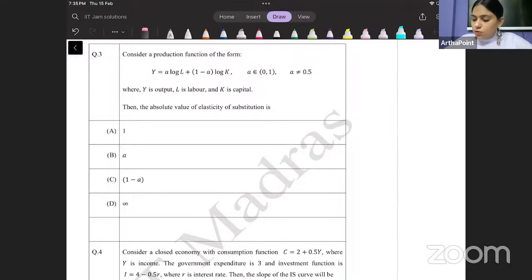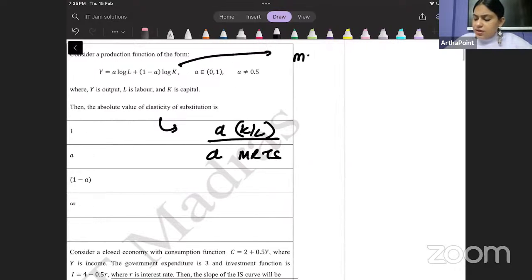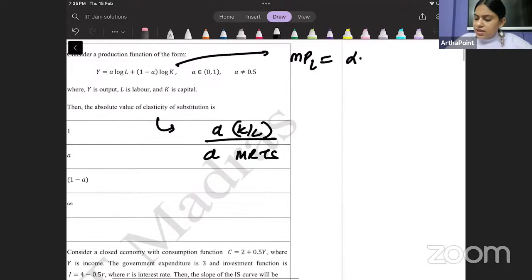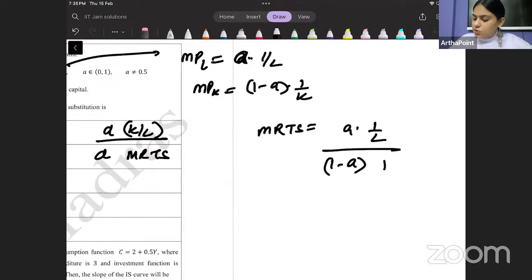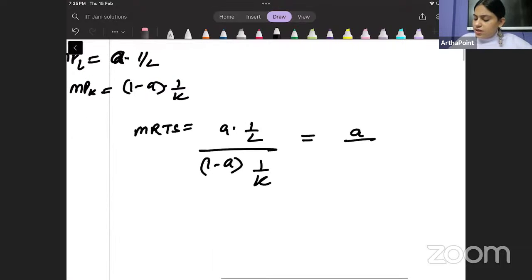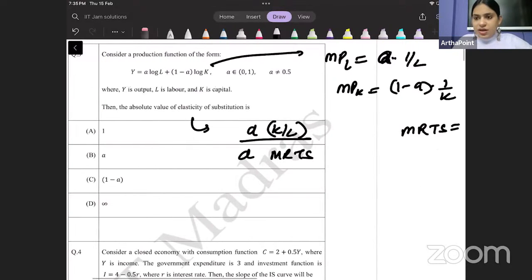Again, we know the formula of elasticity of substitution. You could have gone ahead and done d of k by l by d of MRTS. From here, take out the MRTS. MPL will be a upon a into 1 by L. MPK will be 1 minus a into 1 by K. So MRTS will be a into 1 by L upon 1 minus a into 1 by K. So this would have been a upon 1 minus a into K by L. Just apply d on both sides, find out the ratio and you will get the answer to this question.